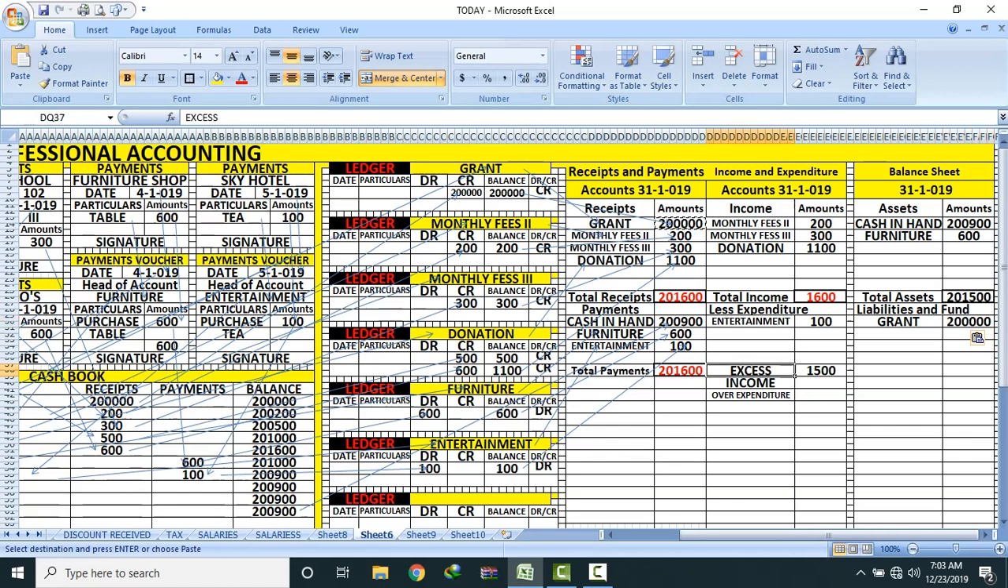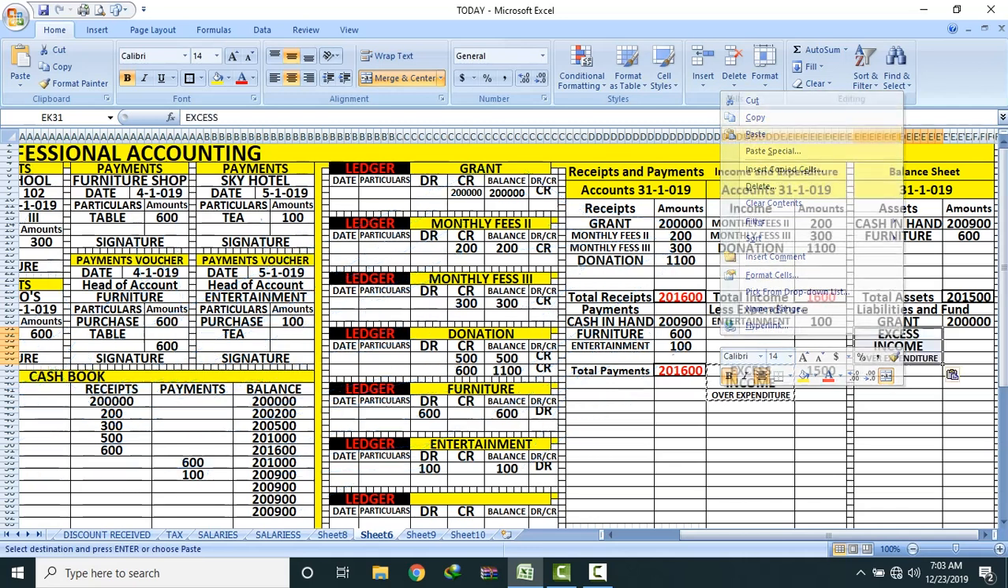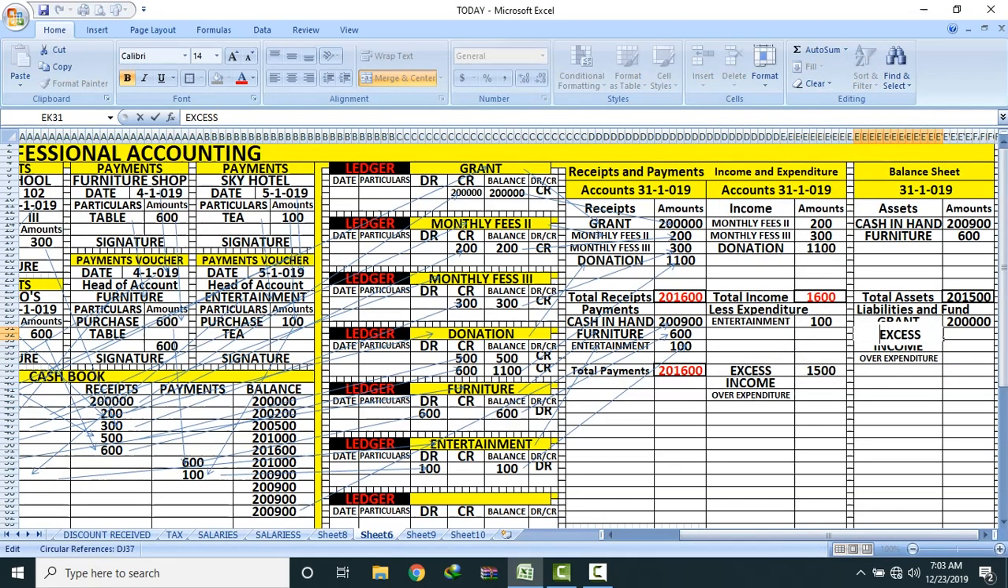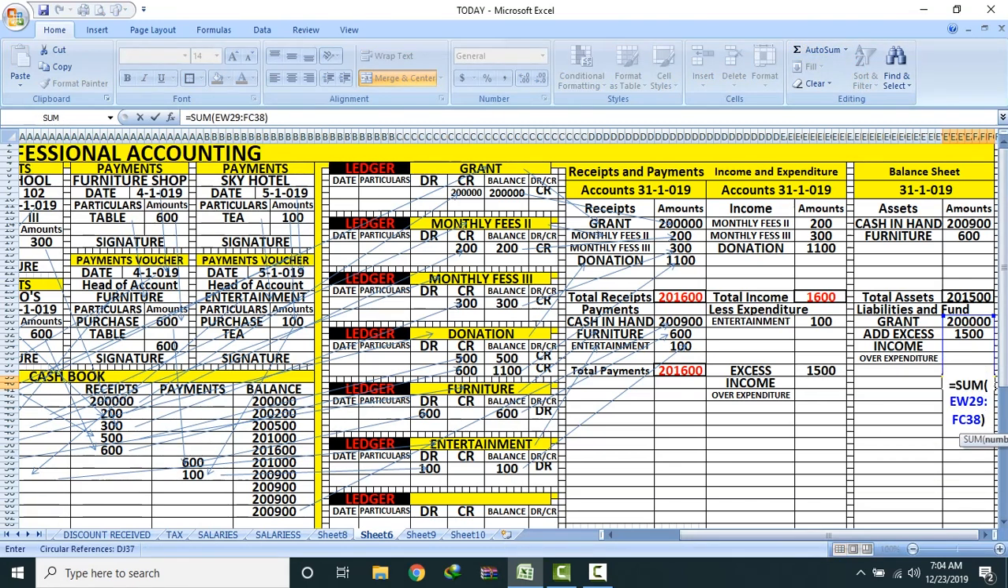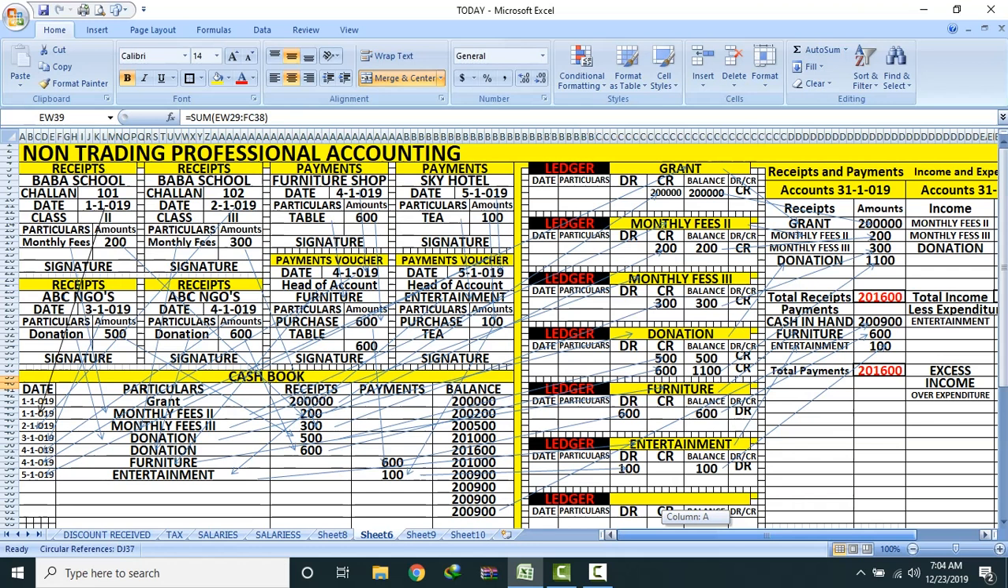And excess income over expenditure, this amount we write here. Total 2,15,000 and 2,15,000 are equal. Total assets equal total liabilities and fund. This is the non-trading accountant workshop.